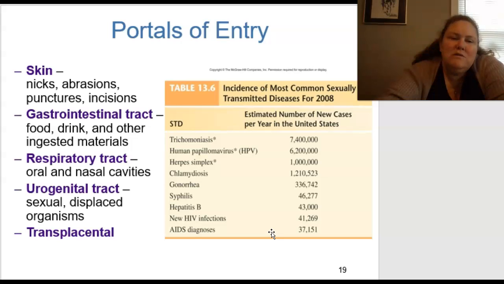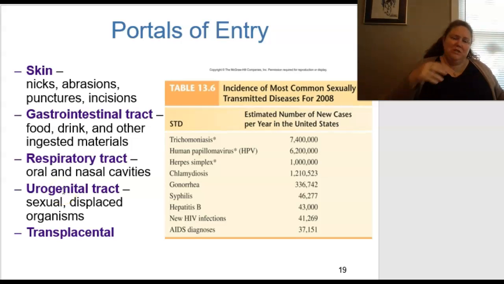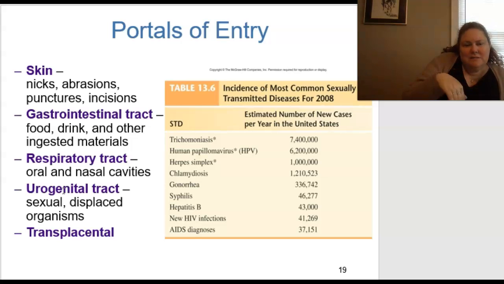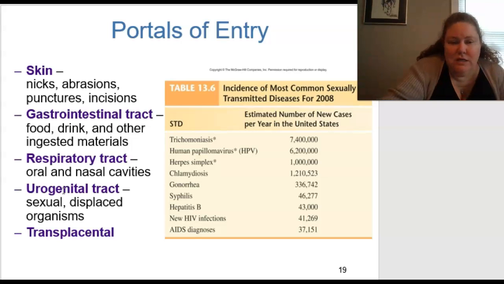All right, so anyway, we have different portals of entry. With the skin, we have nicks, abrasions, punctures, and incisions. For the GI tract, we have food, drink, and other ingested materials. For our respiratory tract, we have the oral and nasal cavities. And then for the urogenital tract, we have sexual interactions and displaced organisms that can get placed from penetration. The guy's organ is outside and exposed to different microbes, and then when it goes into the vagina, it's potentially a direct contact into your internal organs, right? And then you also can have transplacental, so going through the placenta to the baby.